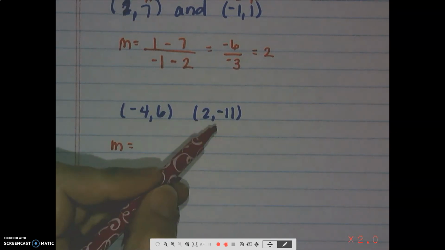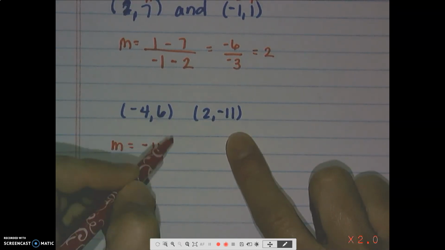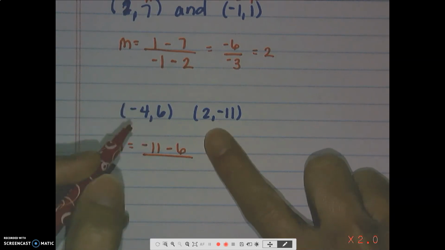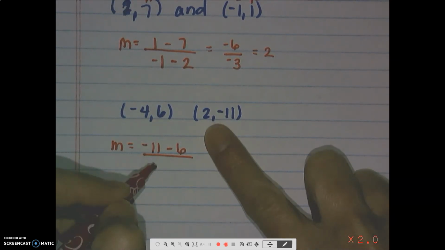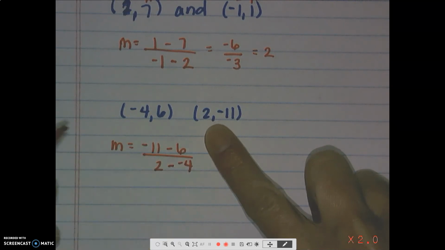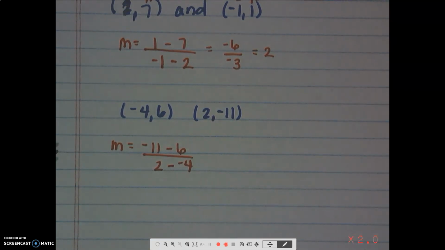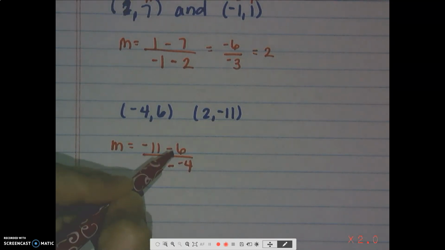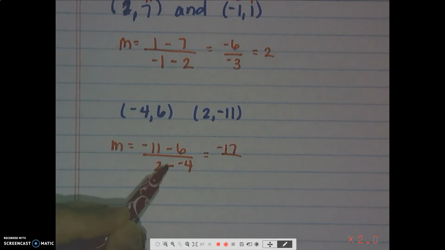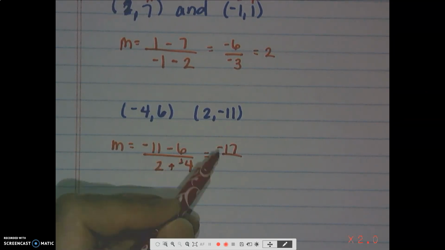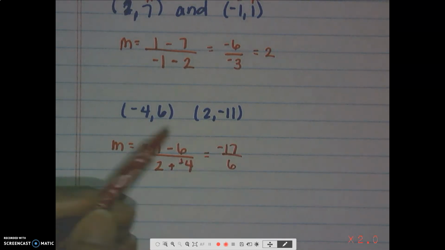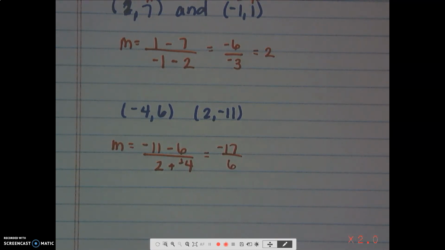So negative 11 minus 6, we have to subtract the y's first. And then since we started with negative 11, we do need to start with a positive 2 here. And then we're subtracting a negative 4. So be really careful with that. So a negative 11 minus 6 is a negative 17. 2 minus a negative makes that be plus a positive. So that's going to be 6. And negative 17 over 6 doesn't simplify, so you're going to leave it alone.